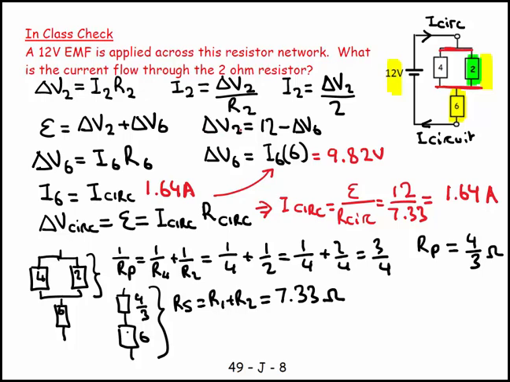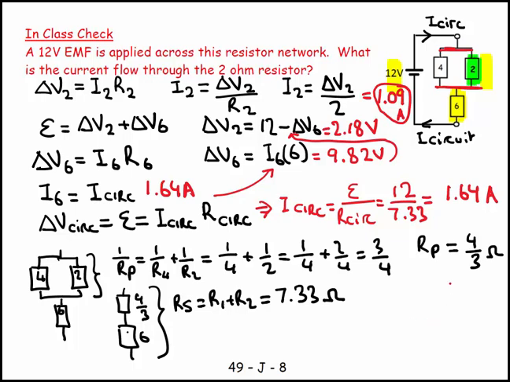And so this tells me that my delta V2 is 12 minus 9.8. So 12 minus the second answer is equal to 2.18. So this is equal to 2.18 volts. And I know that the current through the 2 equals 2.18 divided by 2, which is 1.09 amps.